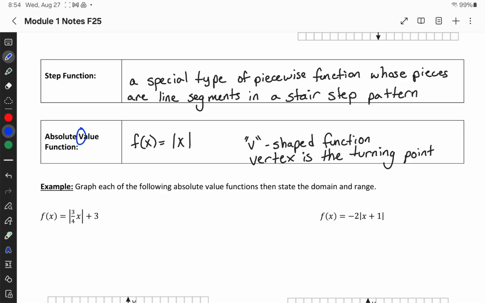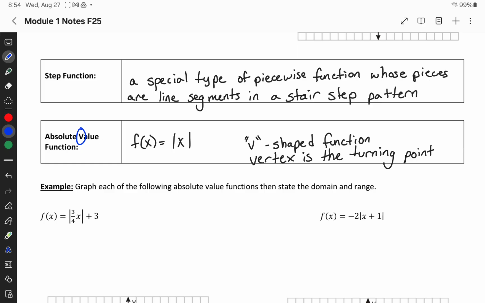There's also going to be a special point for absolute value functions, which is what is called the vertex. The vertex is the turning point of the graph. We've talked about other types of turning points like relative maximums and minimums. A vertex would be a relative max or min depending on what the graph looked like. And so that'll be an important point to keep in mind and make sure that we can see on our graphs. So we're going to look at a couple examples of absolute value functions.